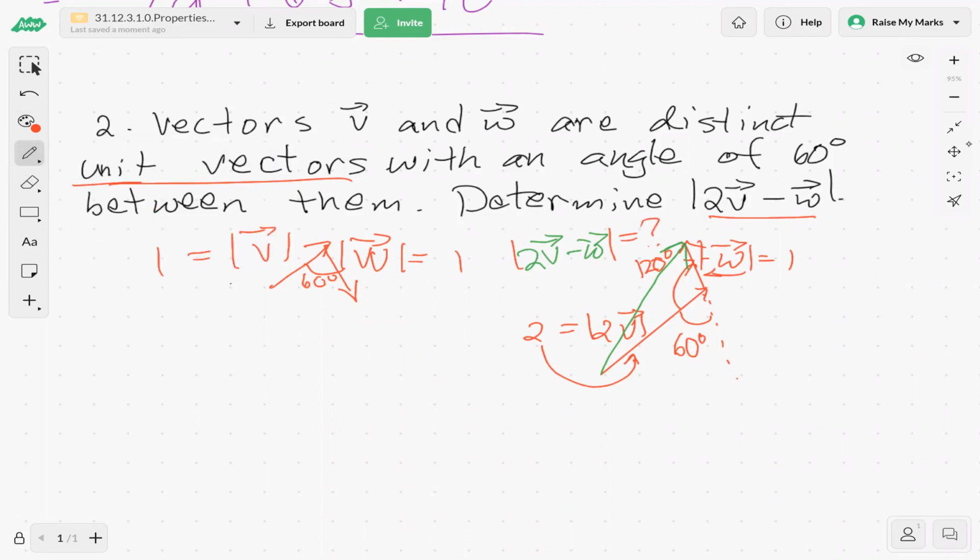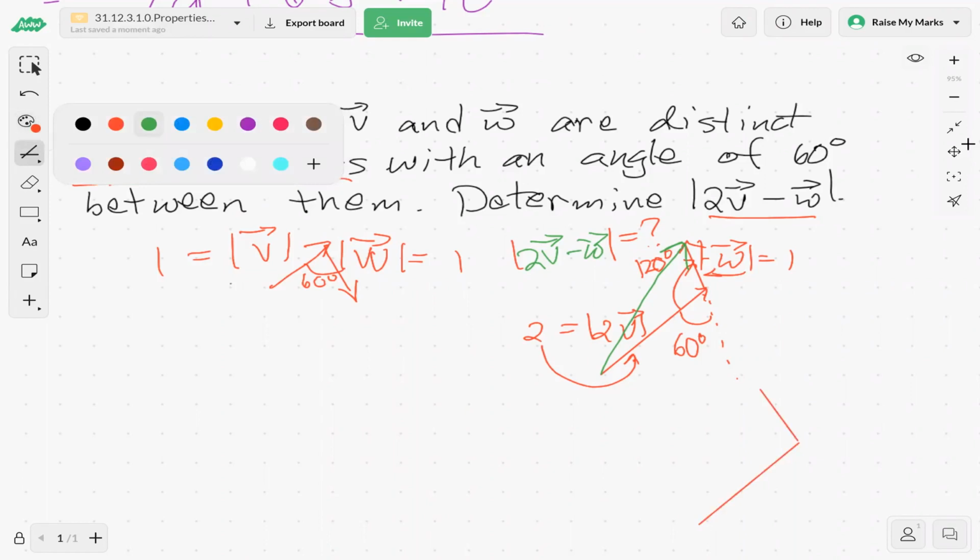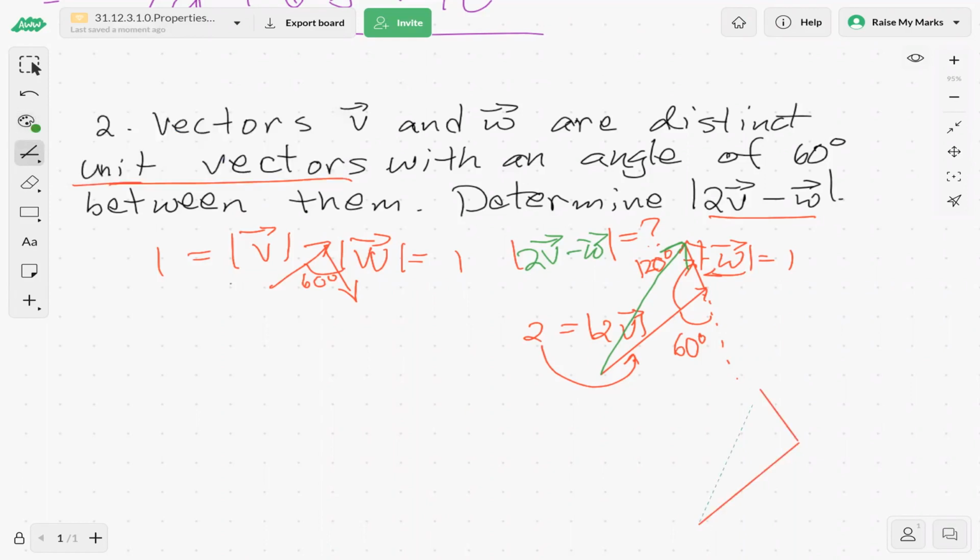All right, so if we just sketch that out. Again, we have 2v, we have w, and we have 2v minus w. Put all our arrow heads in. We have this angle equals 120 because this is 60 degrees.